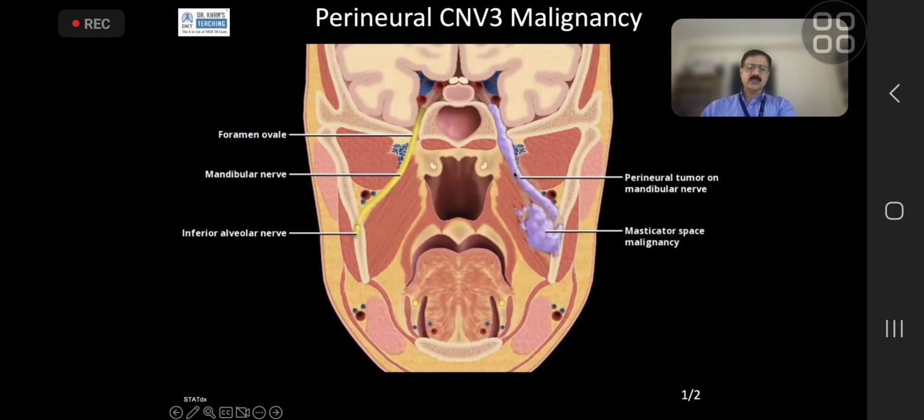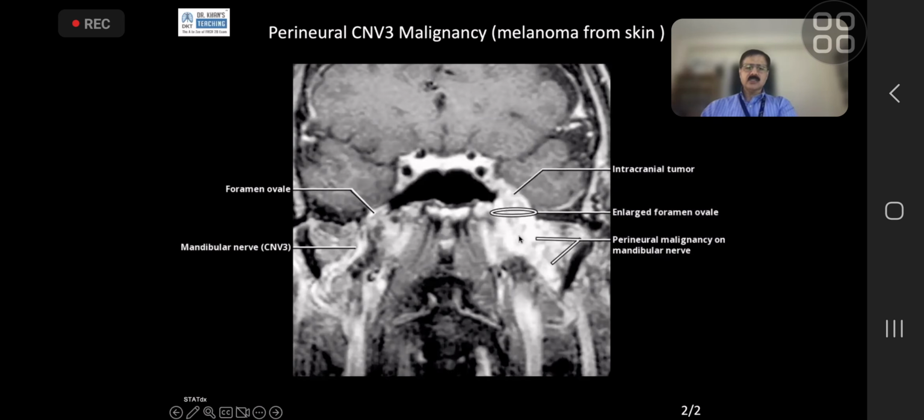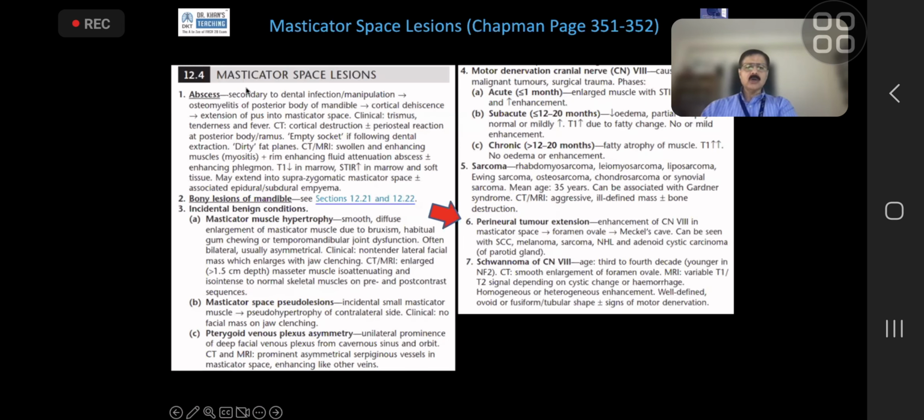So beware of this. Anatomy is the key thing. This is from StatDx, and it tells you enhancing tumor here, which goes from the Meckel's cave to the cavernous sinus, etc. Now, masticator space lesions, perineural tumor extension, enhancement of cranial nerve 8 in tumor to foramen ovale and then to the Meckel's cave. Can be seen in squamous cell carcinoma, melanoma, sarcoma, lymphoma, adenoid cystic carcinoma of parotid, etc.